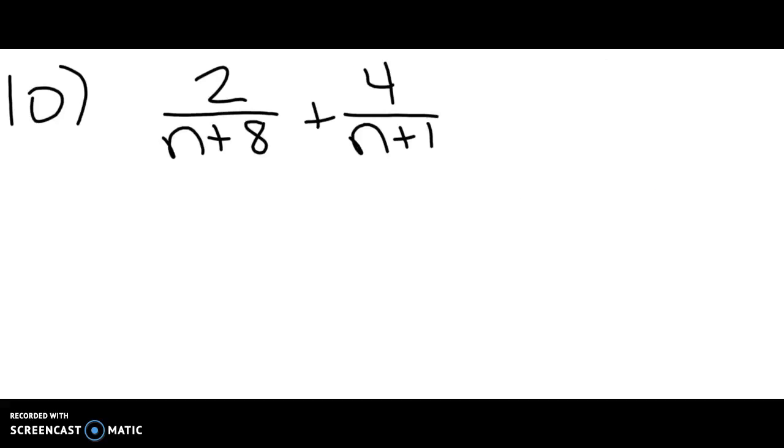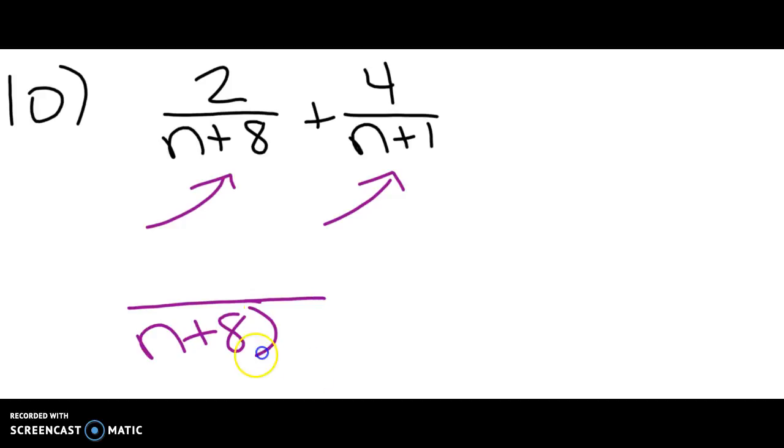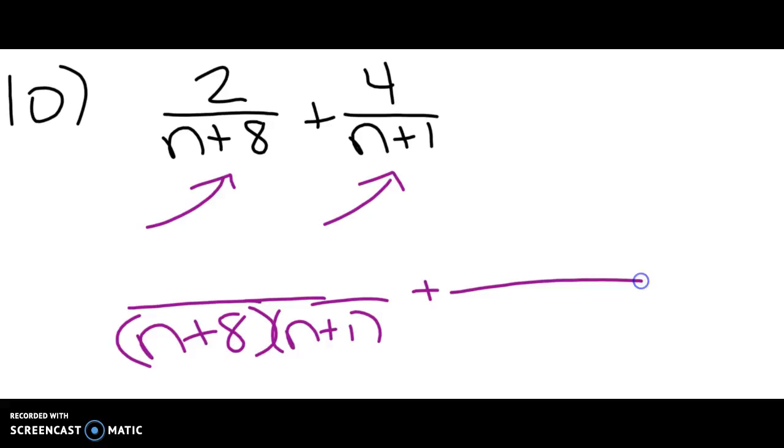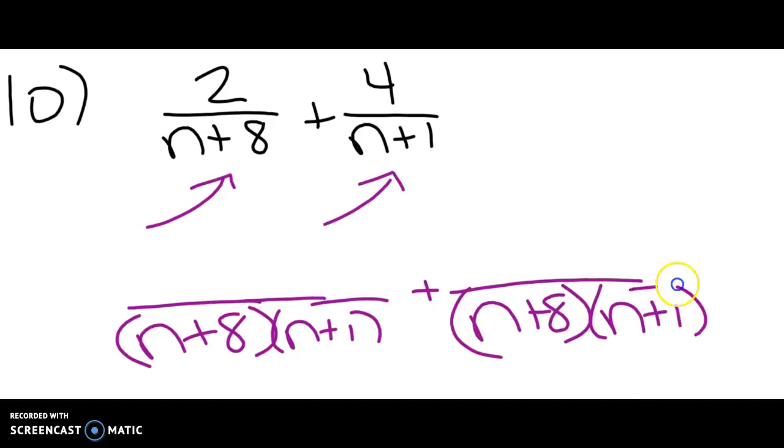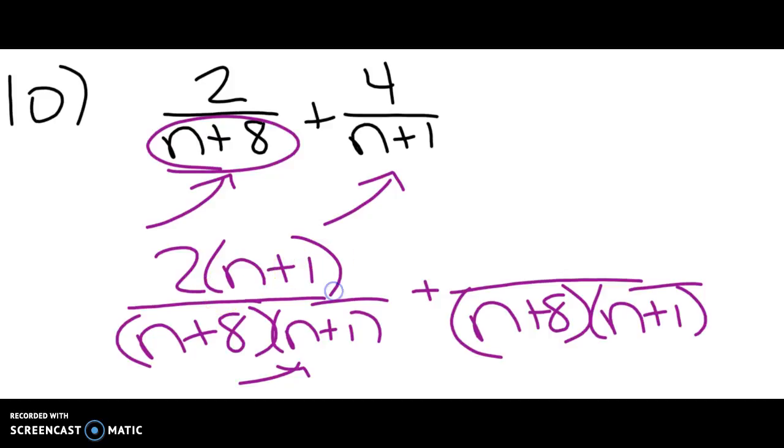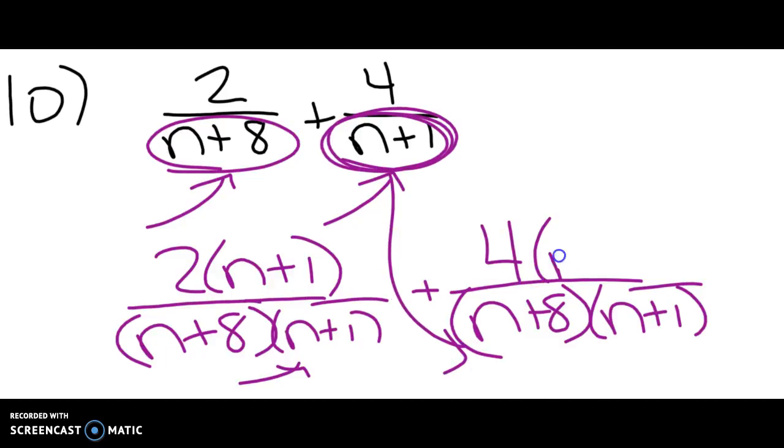All right, so our denominators are different. So we're going to make our denominators the same by just multiplying them together, okay? And then I've got an n plus 8 times an n plus 1. What does this denominator need to have to become this denominator? It needs an n plus 1. What does this denominator need to be this denominator? It needs an n minus 8. So we're going to multiply 4 times n minus 8.